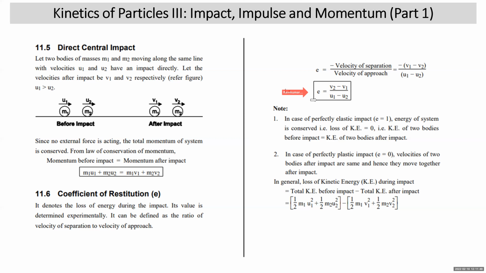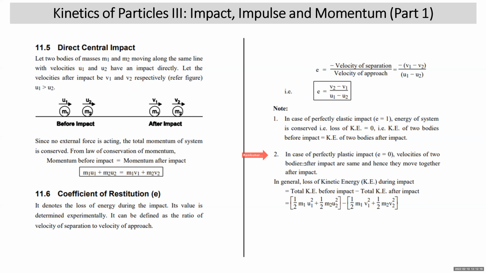Now we have to understand the limiting values of E. The value of E ranges between 0 and 1. Minimum value of E is 0 and maximum is 1. Now understand the two extreme cases of E. In case of perfectly elastic impact, E is 1. If E is 1, that means there is no loss of velocity before and after impact. That means kinetic energy of the system is conserved. There is no loss of kinetic energy, that means kinetic energy before impact and kinetic energy after impact are the same.